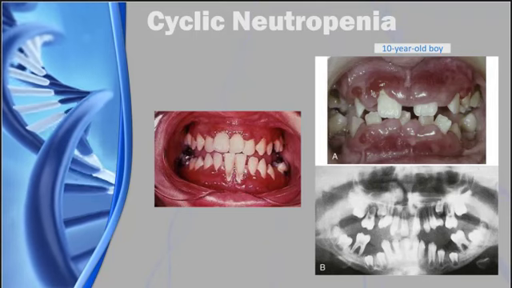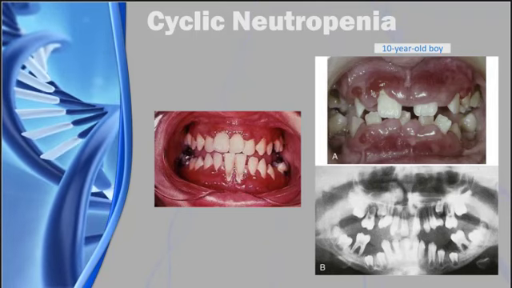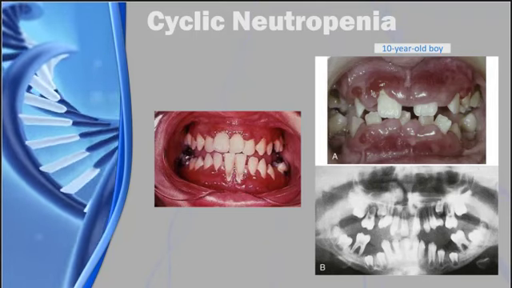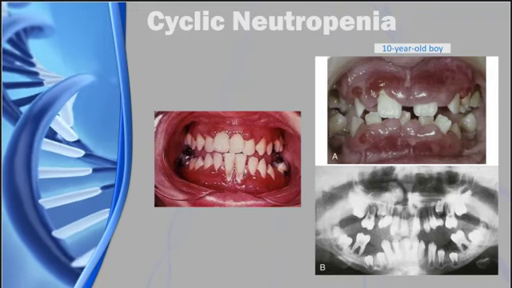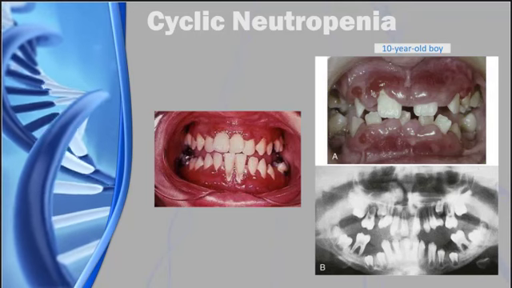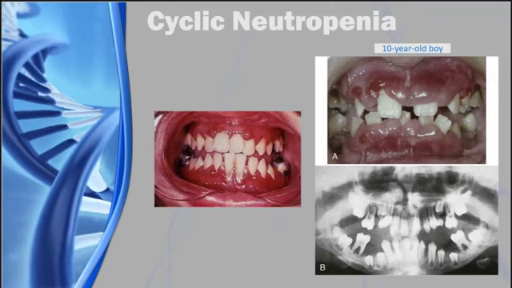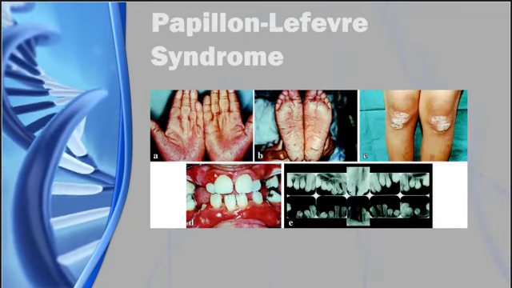So if you have a patient with cyclic neutropenia, helping them understand the importance of phenomenal oral hygiene is key because they are so susceptible to those more serious periodontal infections.